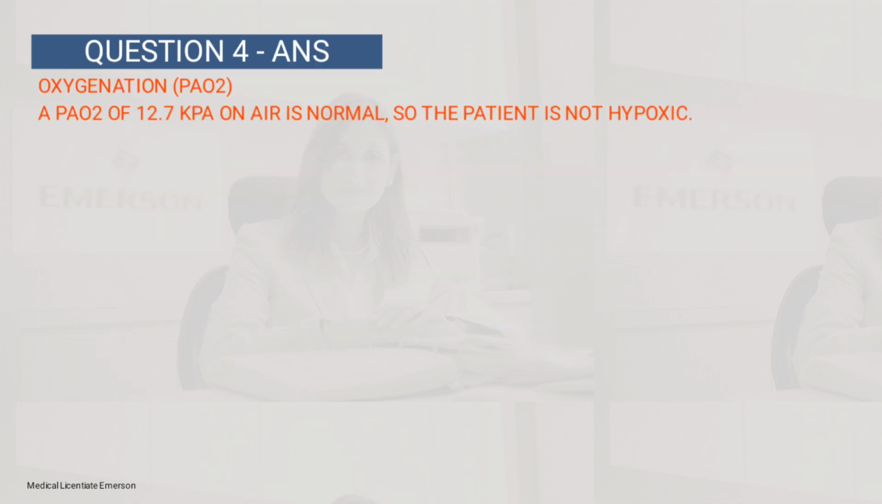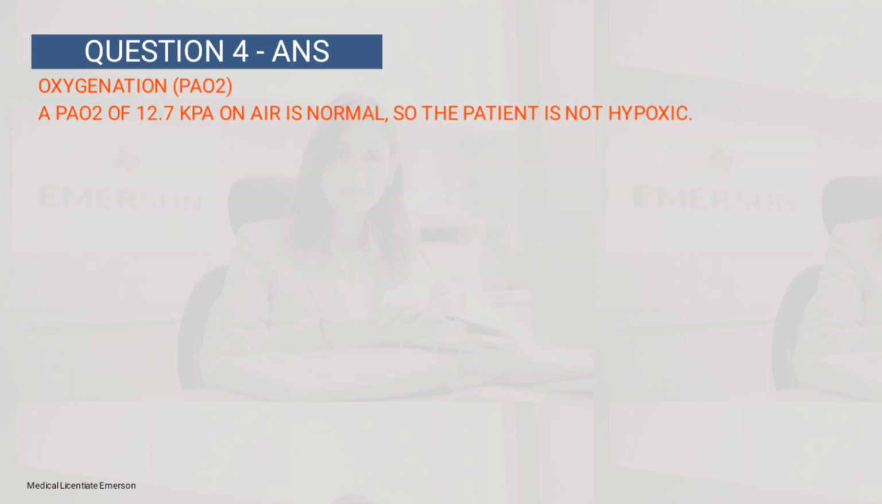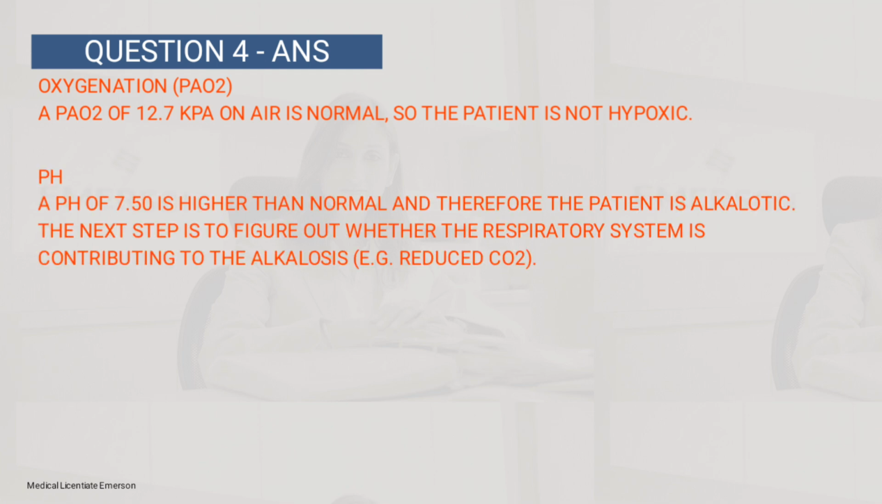So just know that the oxygenation in this case is 12.7 on air, which is normal. So the patient is not hypoxic. Okay, and the pH of 7.5 is higher than normal, and therefore the patient is alkalotic.